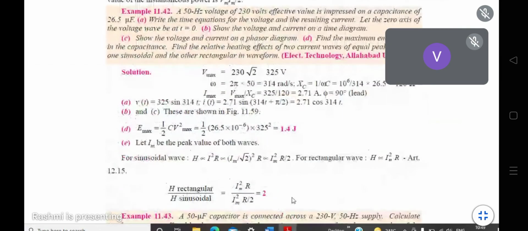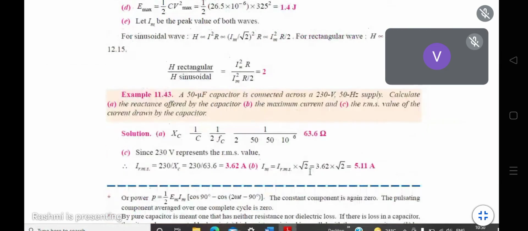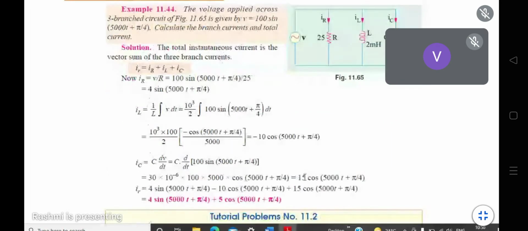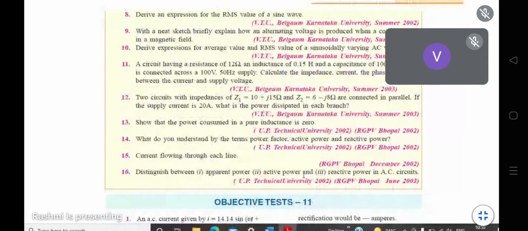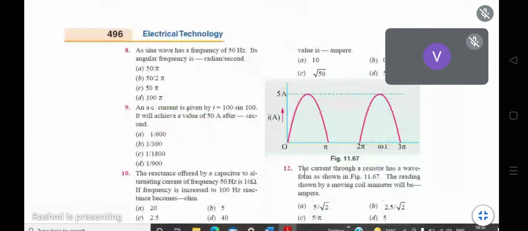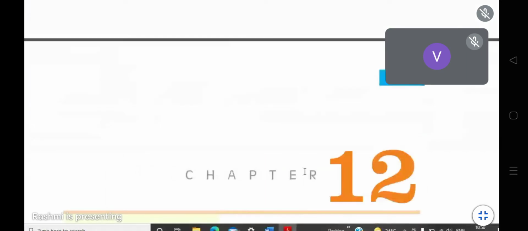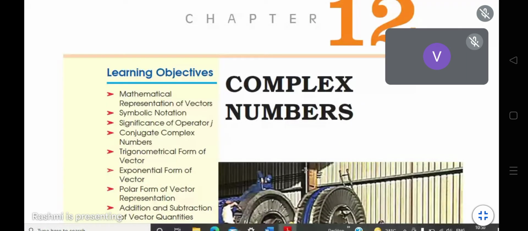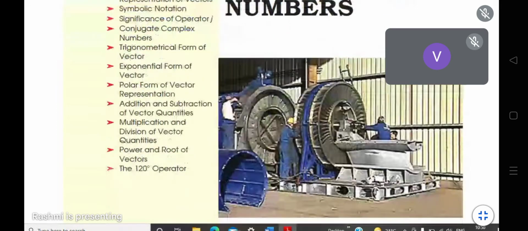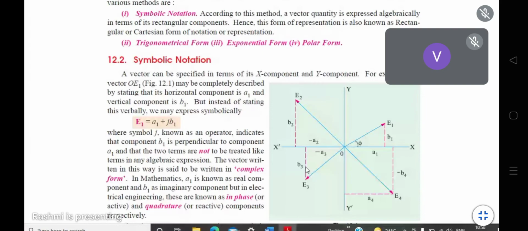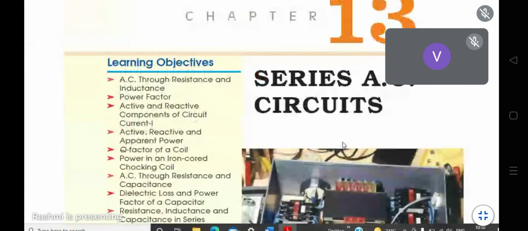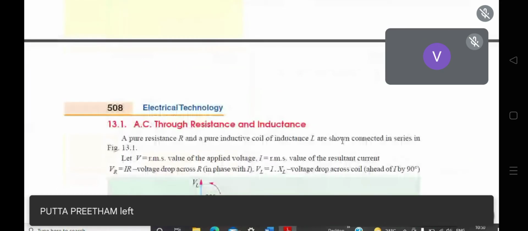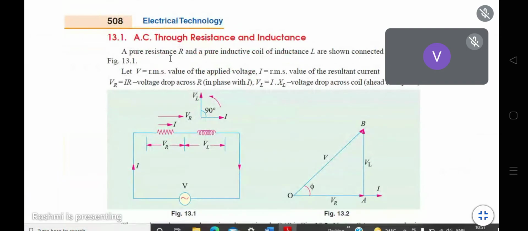Okay. So we have completed the pure resistive, pure inductive and pure capacitive circuits. Now next we will go for the combinations. That is chapter number 13. So here you can start from here.